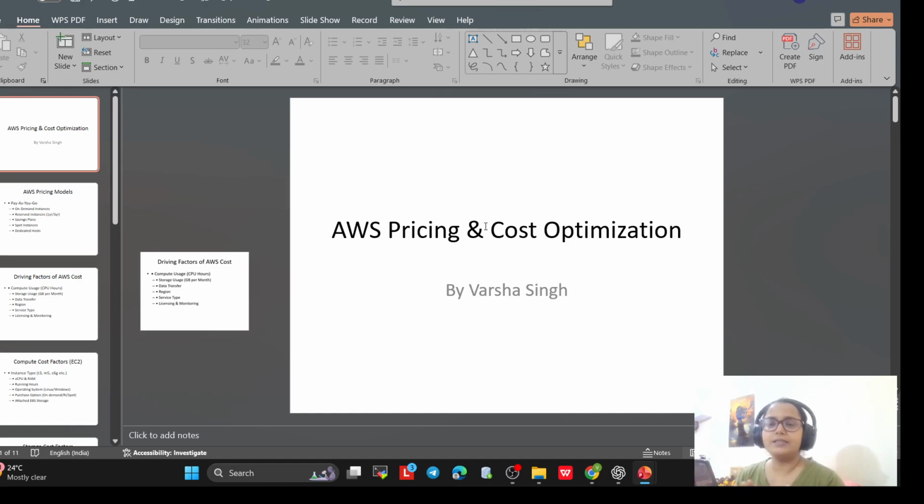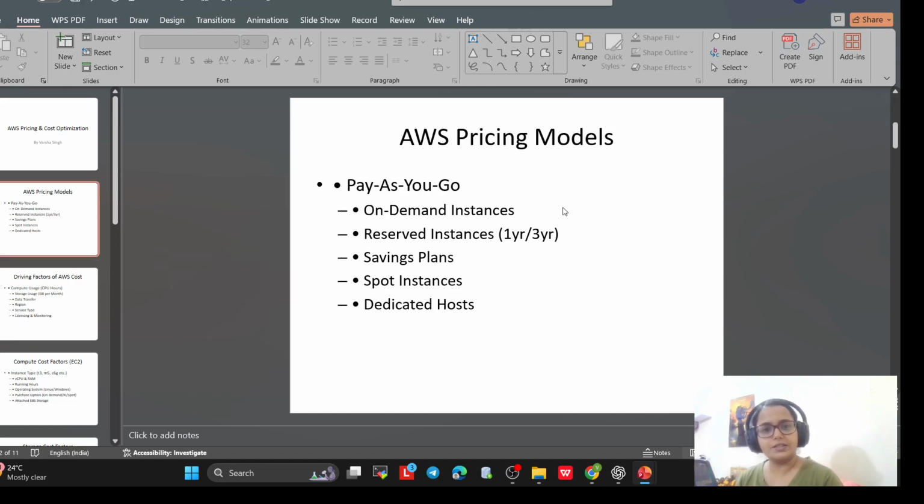And yes, this is the theoretical part. I will show the practical tomorrow. So the first thing is the AWS pricing model, or we can say pricing concept.